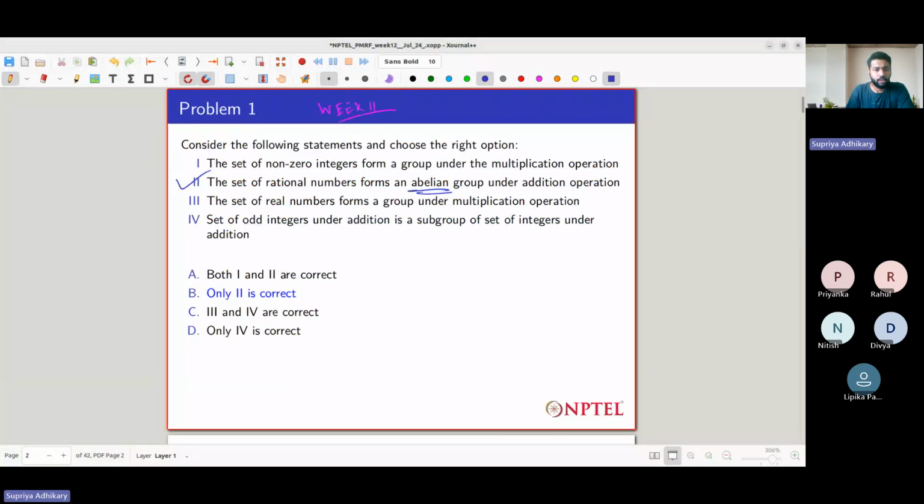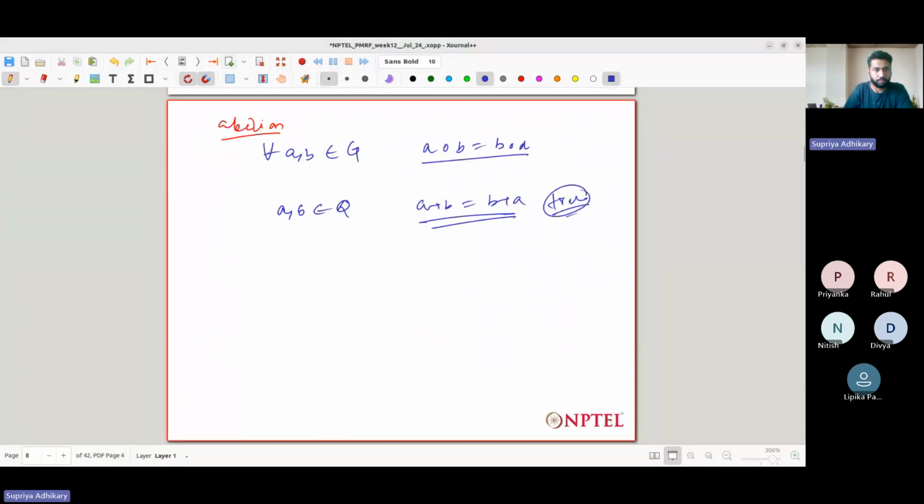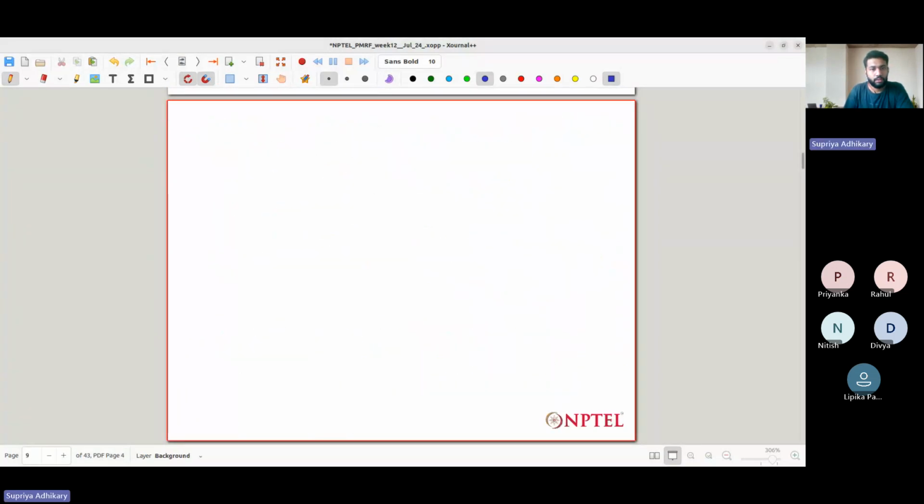The third is the set of all real numbers forming a group under the multiplication operation. Now, if we consider the set of all real numbers under the multiplication operation, does this form a group or not? Now, to form a group, we need the closure property.